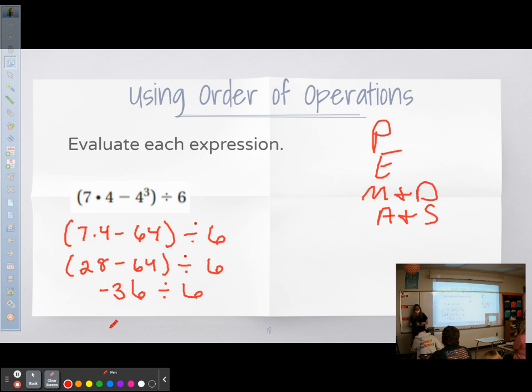Brianna, what do I do next? You're going to divide. Yeah, you want to divide. Brianna, what's negative 36 divided by 6? Negative 6. Ian, do you agree with that answer? Alright, perfect. Wait, but don't you have to make it a positive? No. It's not in the absolute value. The 6 doesn't have brackets.